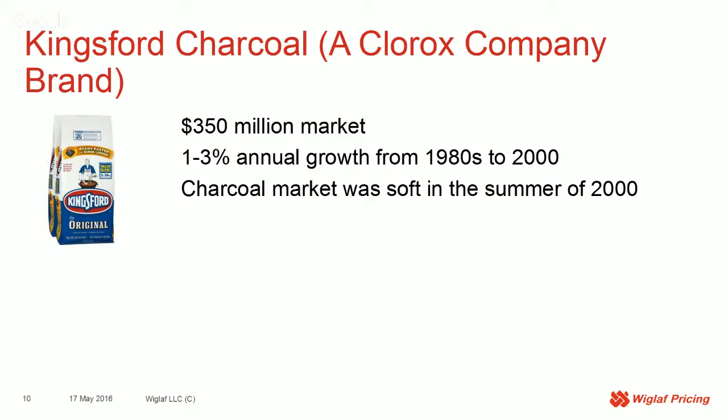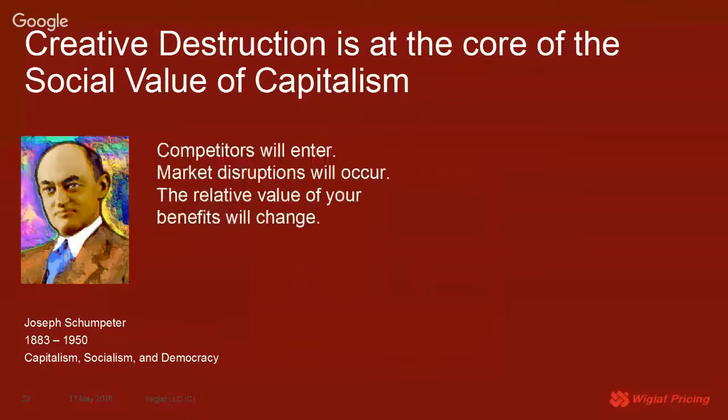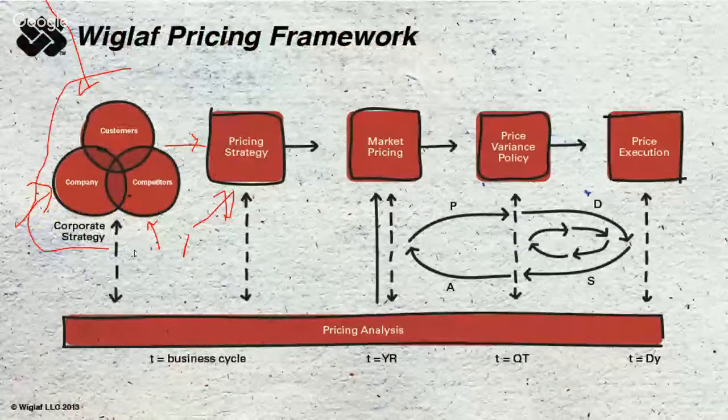The Kingsford case study is as mature as you're going to get. I mean, it's growing at the rate of the population. Again, the competitive price reaction matrix works the same. So the calculus of how to react to competitor entry still holds along these dimensions. Its implementation, however, will depend upon your corporate strategy. That's why we have this viewpoint, separating out your corporate strategy.